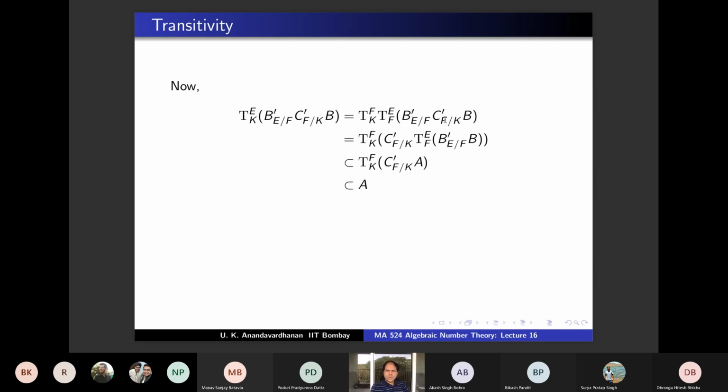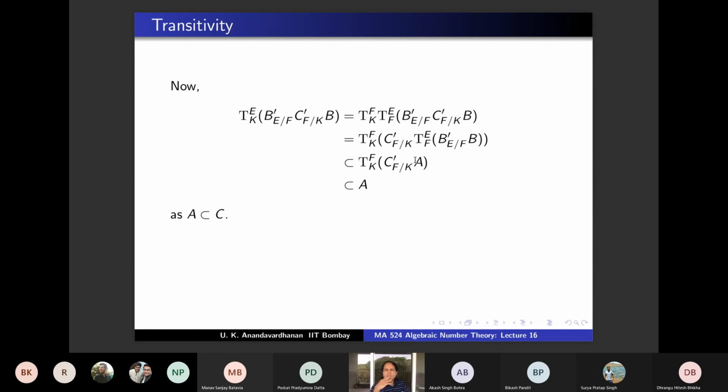Now remember, what is C prime? C prime consists of elements from F, but this is trace from E to F, so that can be pulled out. So this C prime can be pulled out and the remaining is as it is. But now trace B prime E to F, by definition this is contained in A. This is contained in A by the definition of B prime E over F. Therefore, this is contained in trace of C prime A, but that is contained in A because by definition trace F to K of this will be contained in C, but C is contained in A.